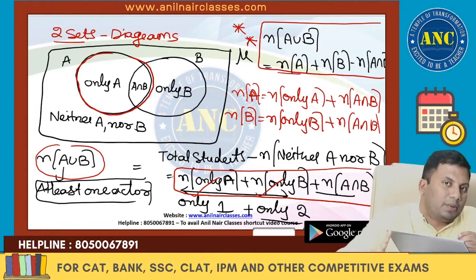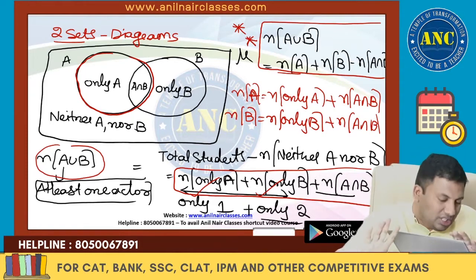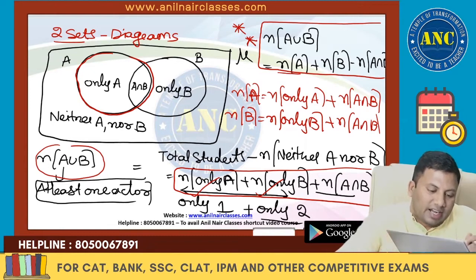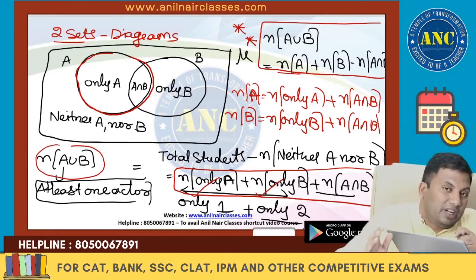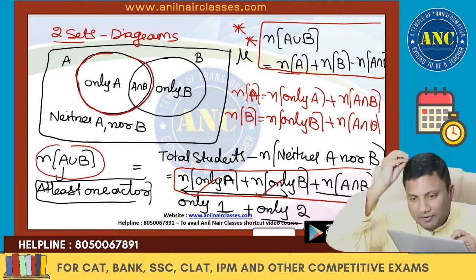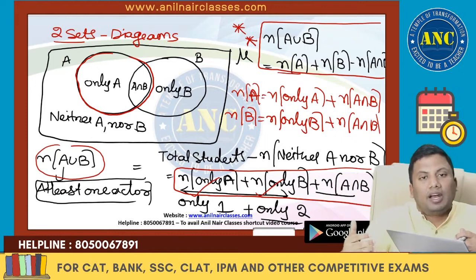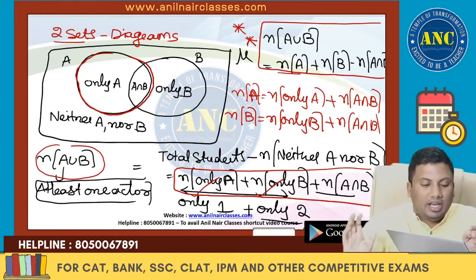First important point, two sets will have 4 regions. What are the 4 regions? We denoted them. What is the second key point? The difference between A and only A. Only A means I will not like anything other than that one. A means I will like something beyond that A also.